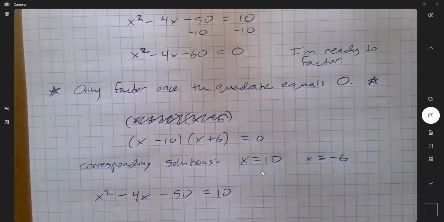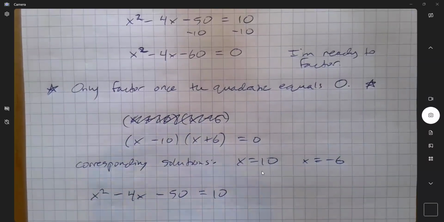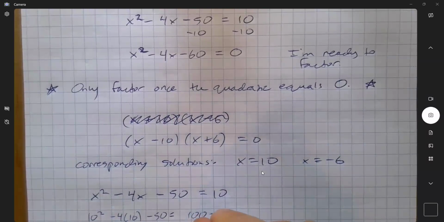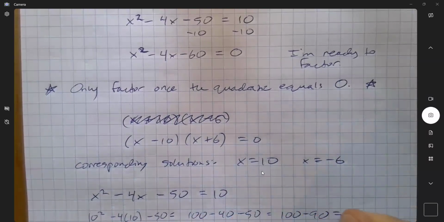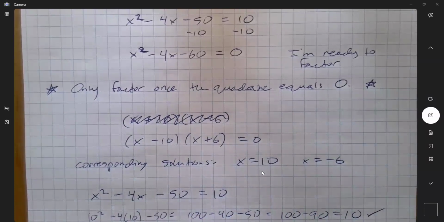Let's try 10 for x. So that would be 10 squared minus 4 times 10 minus 50, which is 100 minus 40 minus 50, which is 100 minus 90, which is 10. Yep, it works. And the negative 6 would also work.